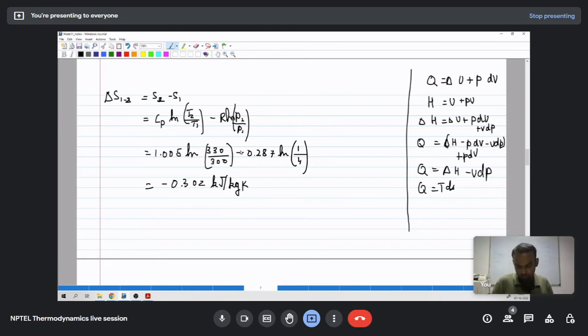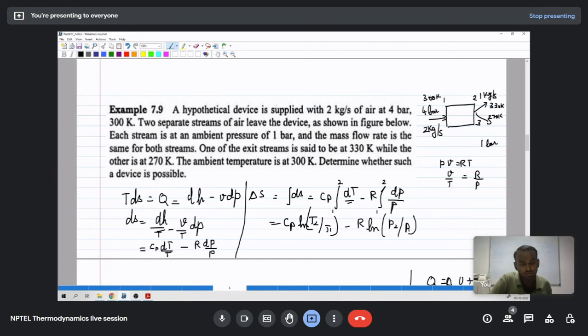I have a doubt, sir. Yes. In the previous slide, in the question, I did not get what they are asking. If it says determine whether a device is possible, what can we identify, sir?